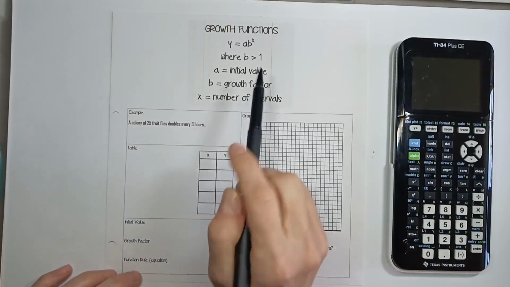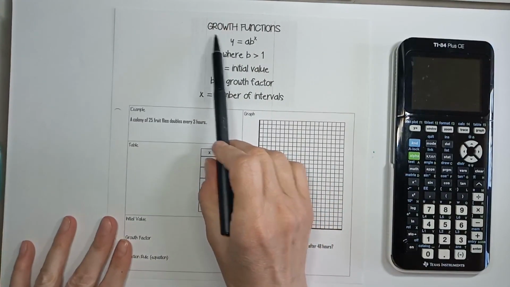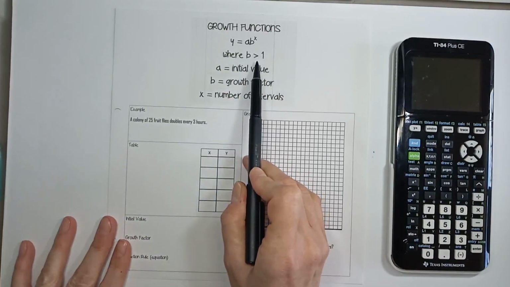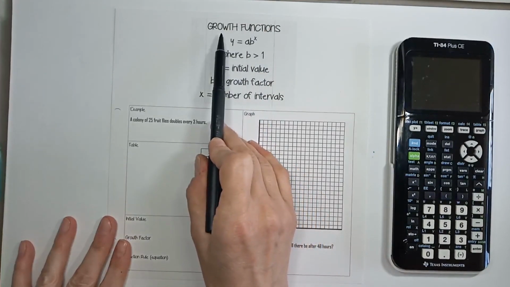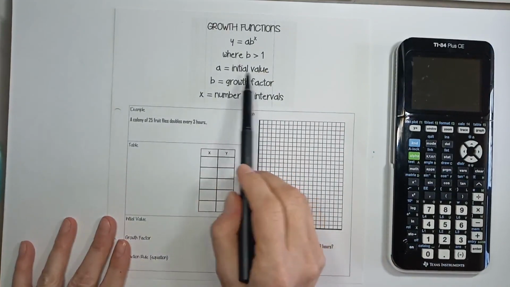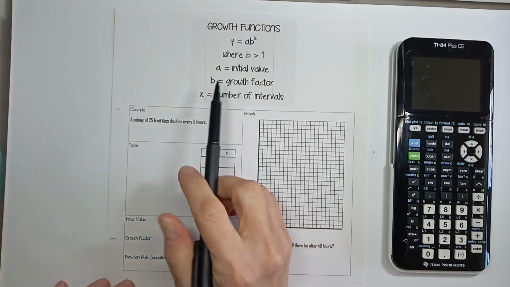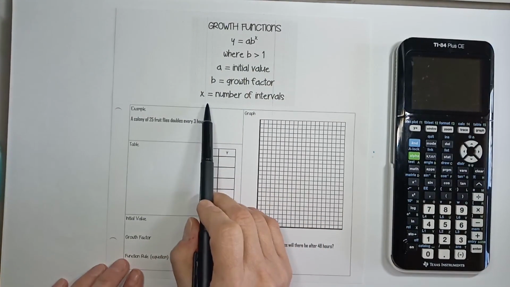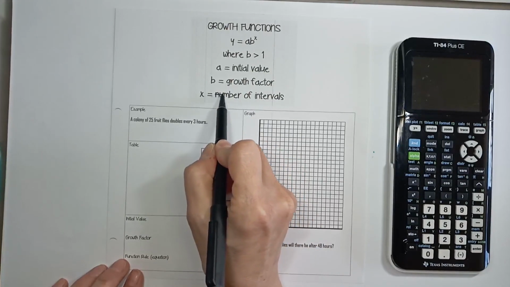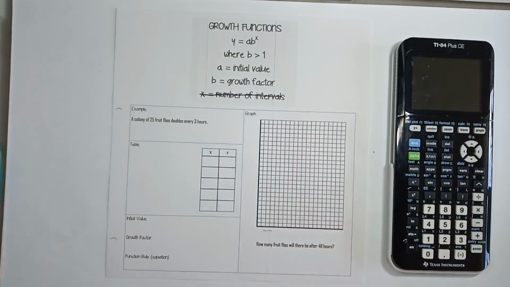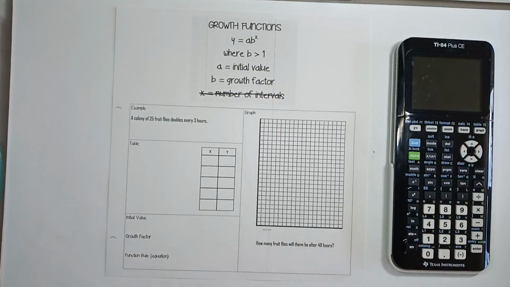Just by way of review, growth functions use the format y equals ab to the x, where b is greater than 1. B has to be greater than 1 to be a growth function. A is the initial value, or the starting point, and b is the growth factor, and x is the number of intervals. In the situations that we're using, we're not actually going to call them the number of intervals. You guys know how to manipulate these equations so that you can count by years instead of number of intervals, so we're just going to ignore that for now.